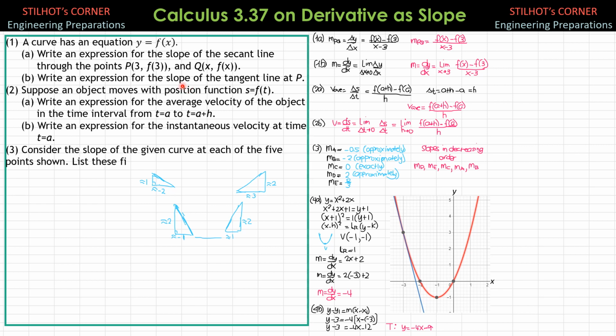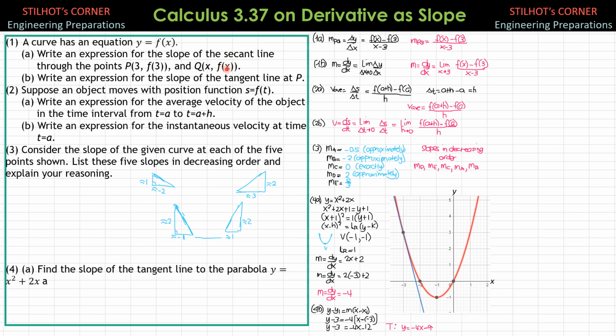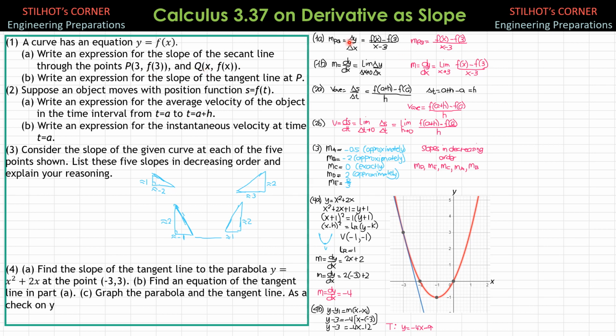So we know that slope is delta y over delta x, and delta y is y2. Let us say this is y2. This should always be y sub 2, f of x, minus y1, f of 3, all over delta x, which is x minus 3. So therefore, the expression for the slope of the secant line PQ is f of x minus f of 3 over x minus 3. So that's the answer to problem 1a.